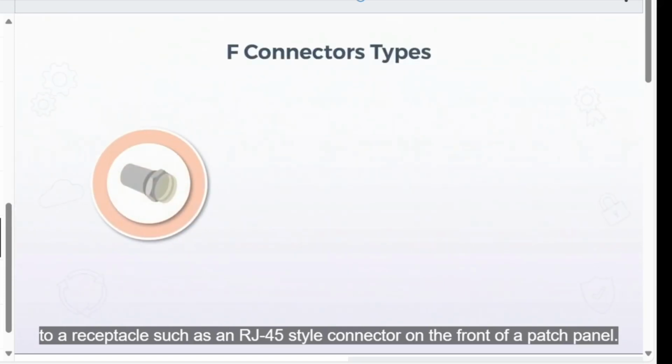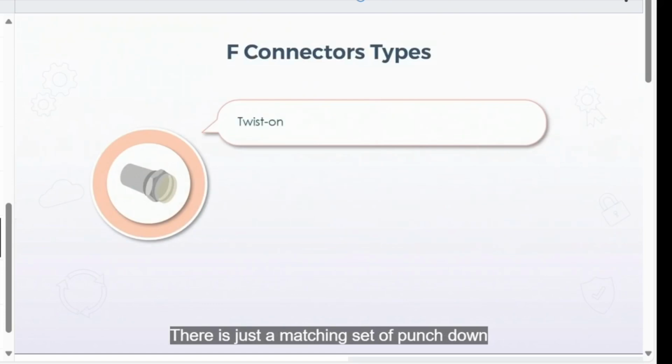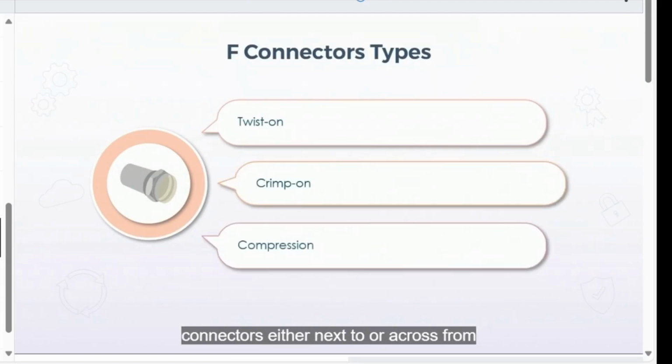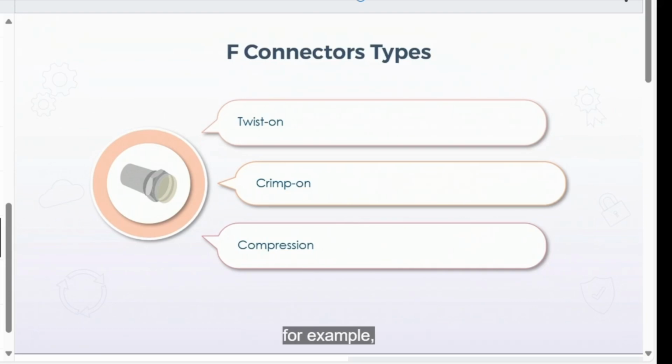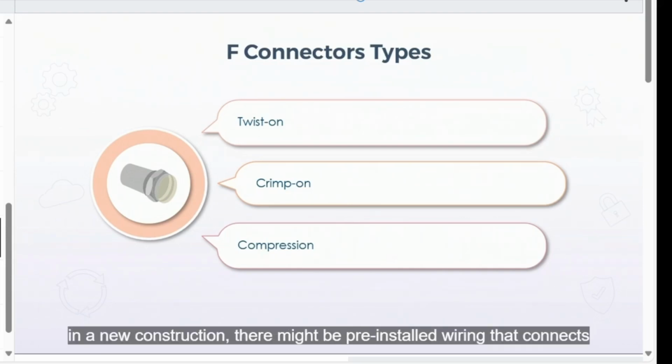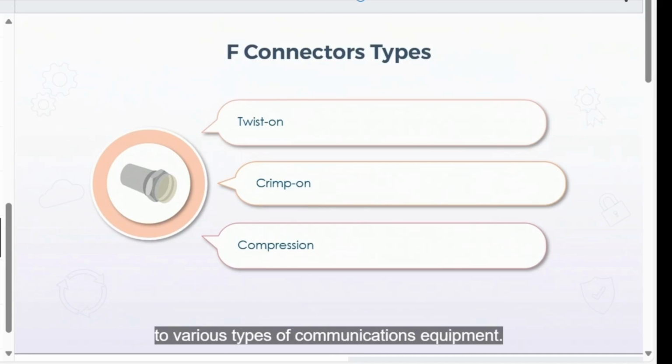The connector itself comes in a few different varieties, including twist-on, crimp-on, and compression. The twist-on connectors tend to be used to connect the cable to a transmitting antenna, while crimp-on and/or compression connectors would be used to connect the individual devices such as cameras or other distribution devices such as television receivers and even the TVs themselves.